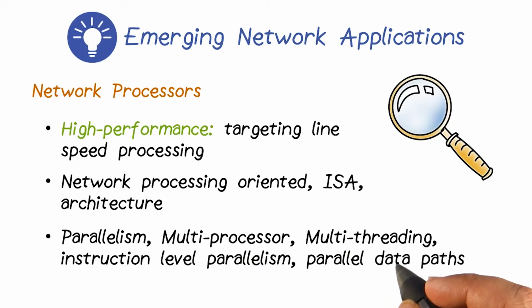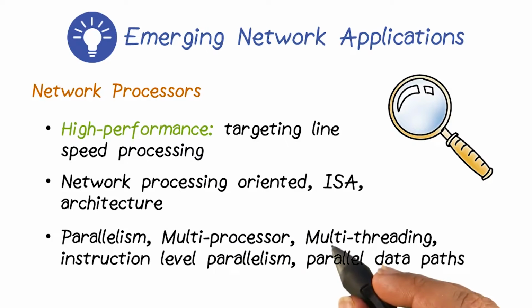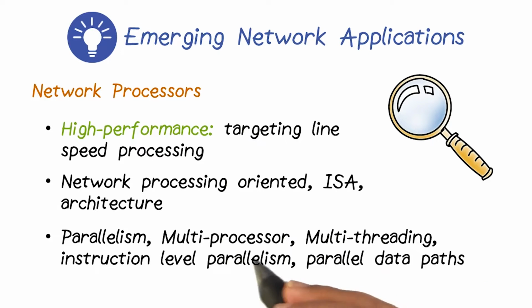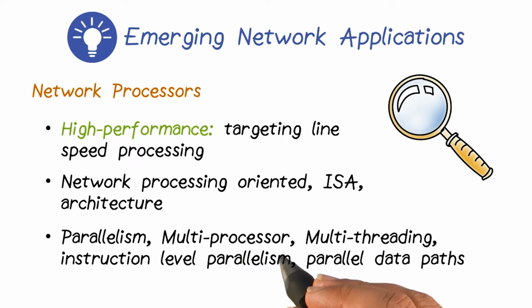And then finally, to support this parallelism, we must have parallel data paths. Otherwise, all this parallelism cannot be utilized because of the bandwidth limitation. And this is the way we can bring all these packets in at very high bandwidth, use all this parallelism, and deliver the processing at line speeds of gigabits per second.